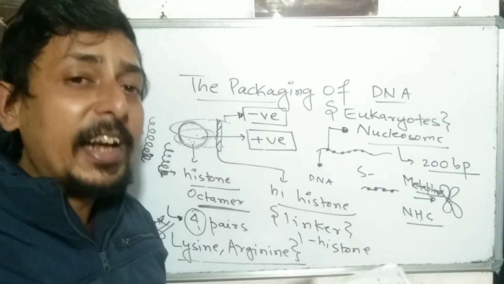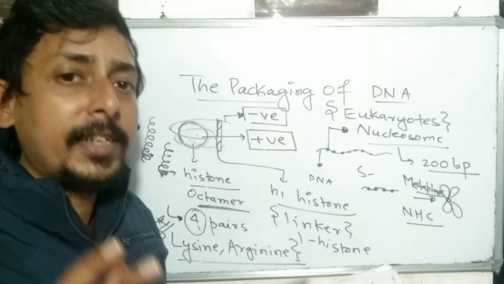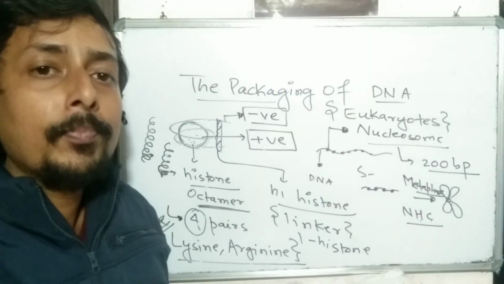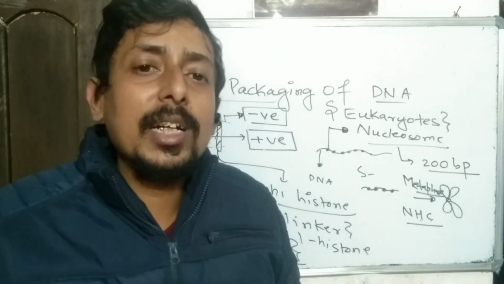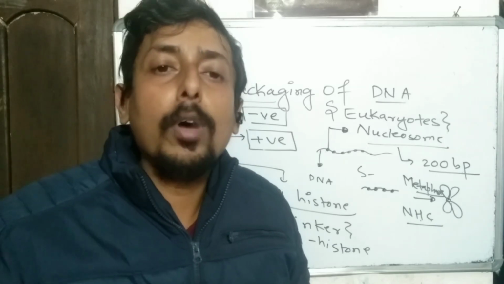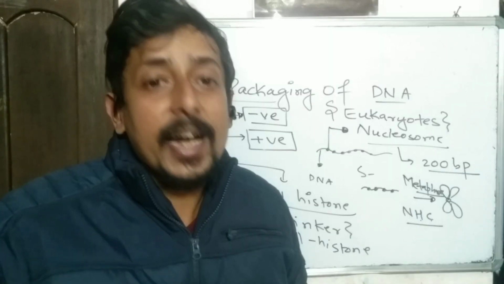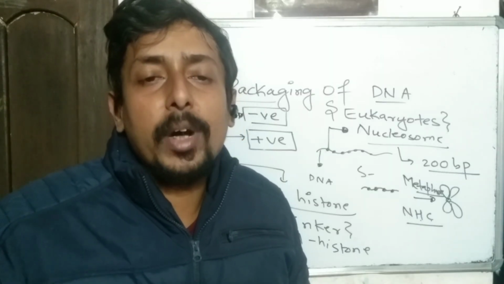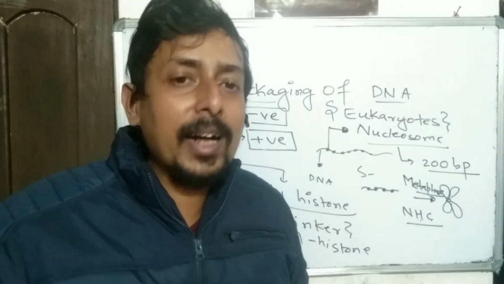There was a scientist called Griffith. Griffith did his experiment on a bacterium called Streptococcus pneumoniae. This question has come, so you have to remember it. Actually, scientists were trying to understand the biomolecular nature of the genetic material. Is the genetic material protein? Is the genetic material some kind of carbohydrate? So these experiments were conducted.